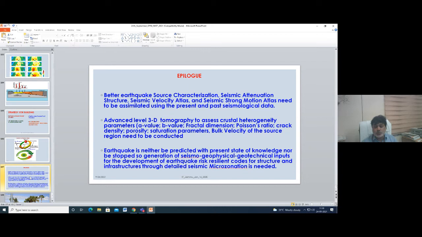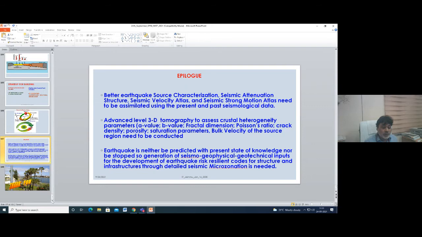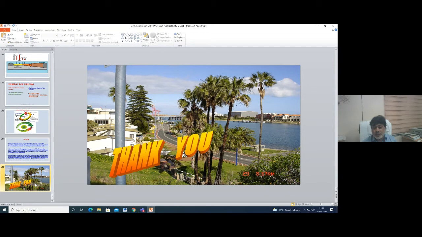And earthquake can neither be predicted with the present state of knowledge, nor be stopped because of the normal processes of the earth. So generation of seismic, seismo-geophysical, geotechnical inputs for the development of earthquake risk resilient codes for structures and infrastructures through detailed seismic microzonation or detailed seismic picozonation is the need of the hour. And I think the future will be assured, just like the prosperity of Sendai after the earthquake of 11 March 2021. You can see all vital structures are standing still. Only some structures are damaged. So I will stop here. Thank you very much for giving the time to me. I'm ready to answer if you have a question. Thank you.